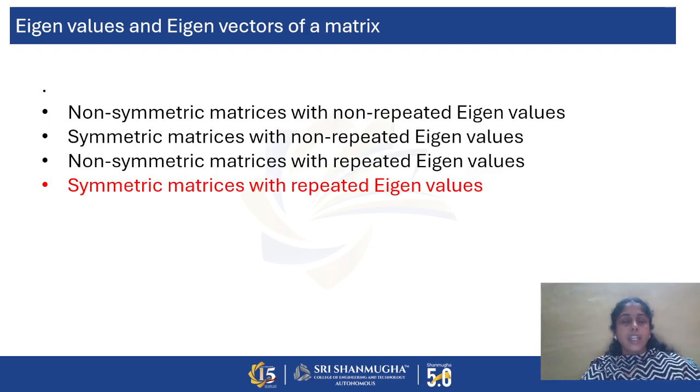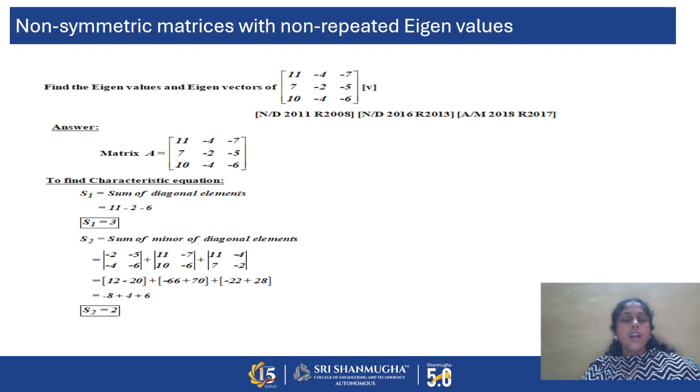Now, these are the four different categories as I told you earlier. Non-symmetric matrices with non-repeated eigenvalues, symmetric matrices with non-repeated eigenvalues, non-symmetric matrices with repeated eigenvalues. The last type is symmetric matrices with repeated eigenvalues. The very first one we will see now: non-symmetric matrices with non-repeated eigenvalues.